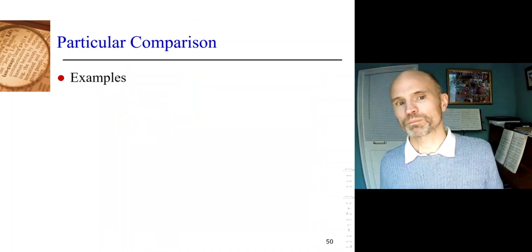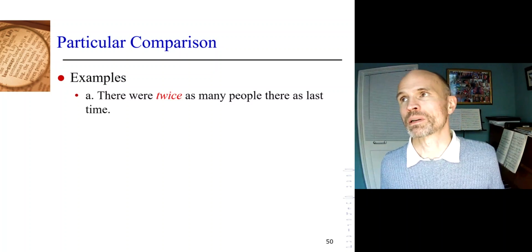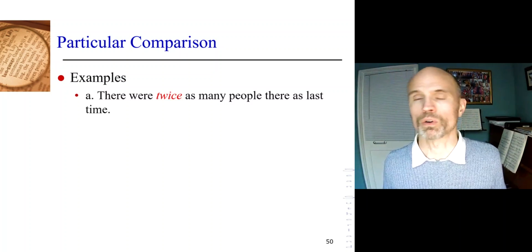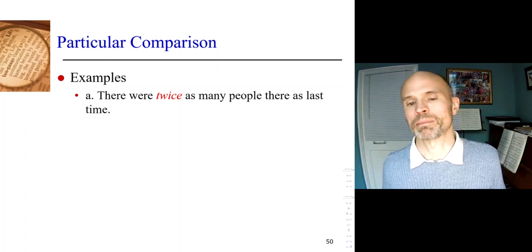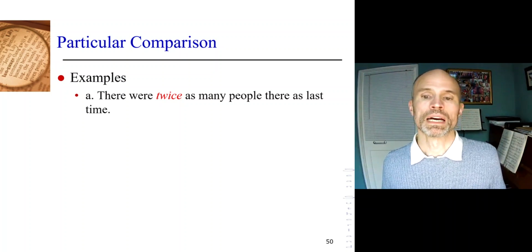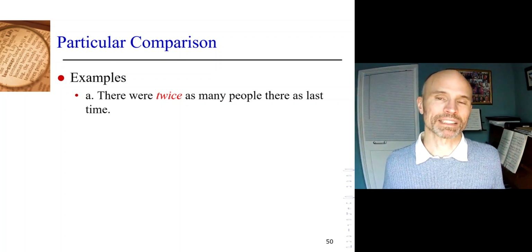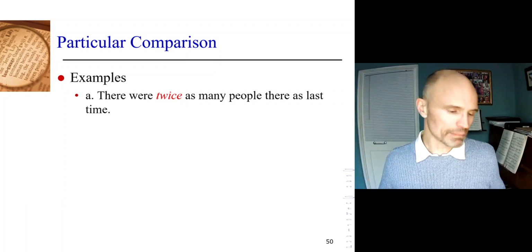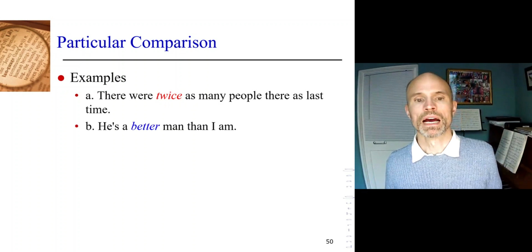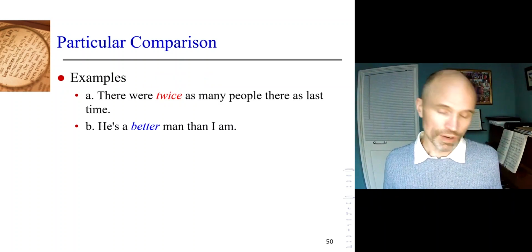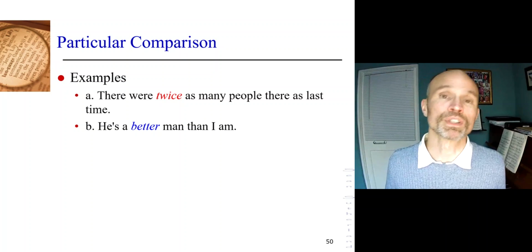Particular comparisons can also be numbers. Rather than comparing a particular quality, tall or better or sooner, you can compare numbers, right? There are twice as many people there as last time. So the number of people A is being compared to the number of people last time B. In terms of number, how many? Twice, right? You're still comparing something specific, the number. Here you're comparing not the number but the quality, right? He's a better man. We're being compared in terms of goodness.